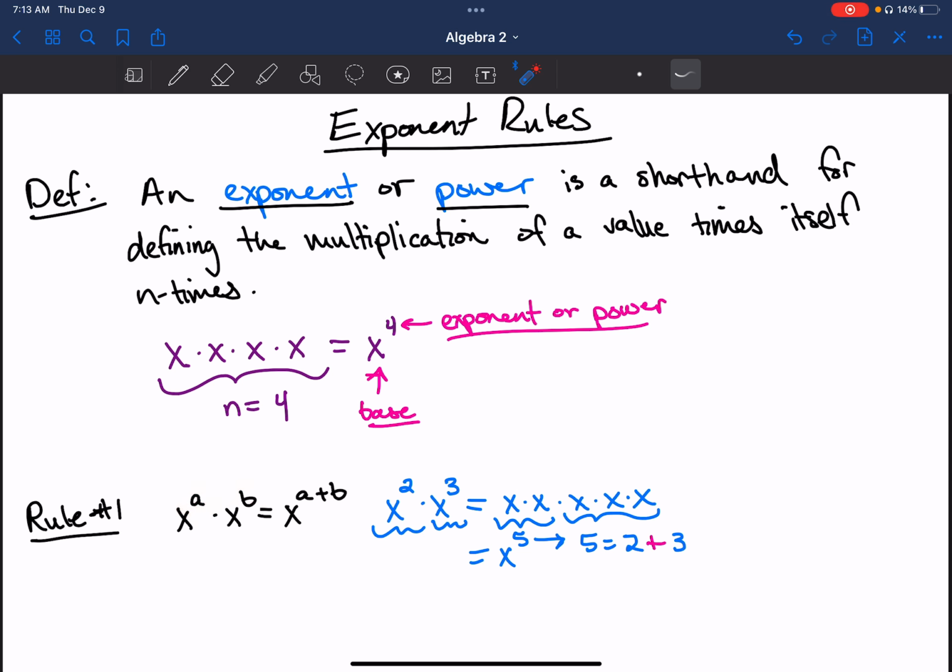Something to note here. If you have x to the a times y to the a, you cannot simplify that. It is as simple as it gets, written like this, because you have two different bases. So keep that in mind as you're working through problems like this.